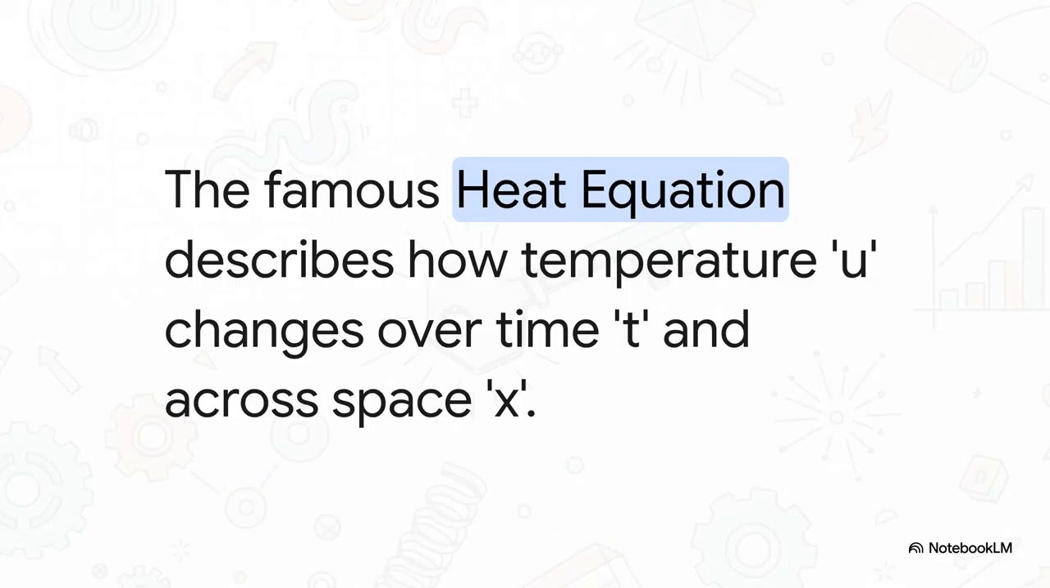So let's start with a really famous one, the heat equation. This beautiful little formula describes how temperature, which we're calling U here, changes over time and across space. It's literally the reason the handle of a spoon gets hot when you leave it in your tea. The equation looks so simple, so elegant, right? But the big mystery is, how do we get from this abstract set of symbols to a real concrete answer? How do we solve it?